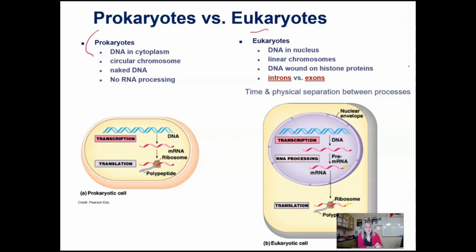In eukaryotes, on the other hand, those processes will always be separated. You have transcription inside the nucleus, RNA processing inside the nucleus, and then translation happens outside the nucleus at the ribosomes. All right, so in the next video, I will walk you through specific steps of gene regulation.